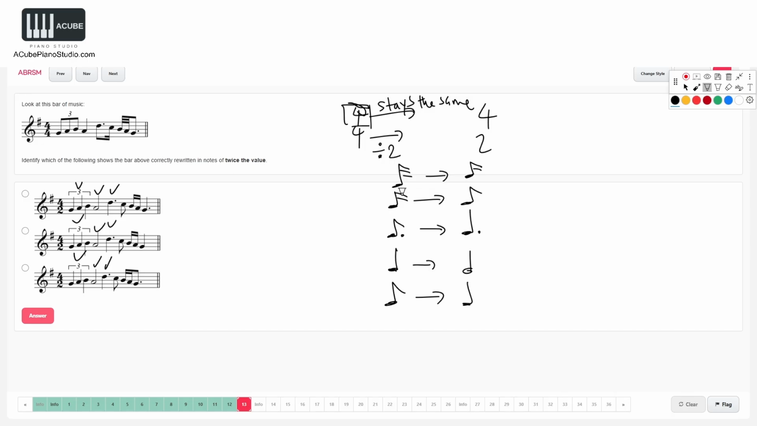Semi-quaver becomes quaver. Demi-semi-quaver becomes semi-quavers. Dotted quaver becomes dotted crotchet. So this is the correct one. Okay, because this is not a dotted crotchet, this is a dotted quaver. It's still the same. This note is not twice the value of this note. So because of this last note here, this is wrong. So the only correct answer is the first one.